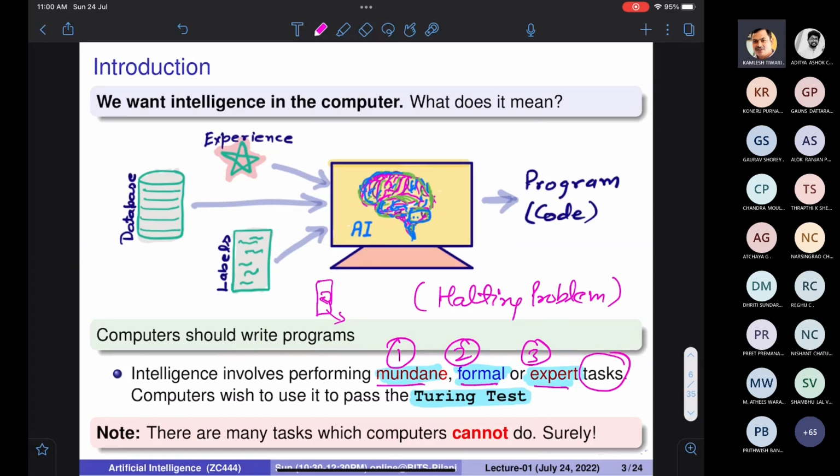So this is a very simple kind of problem where I have a program and I want to ask the computer: can you tell me whether this program would stop or not? This problem is called the halting problem. And there are proofs that the computer cannot solve this problem. Why? One simple way to see it is that you give the program to the computer, the computer executes it, and then it is going to tell.